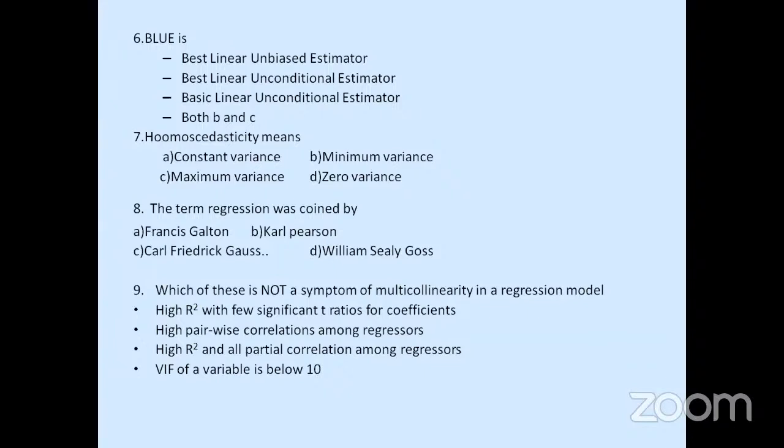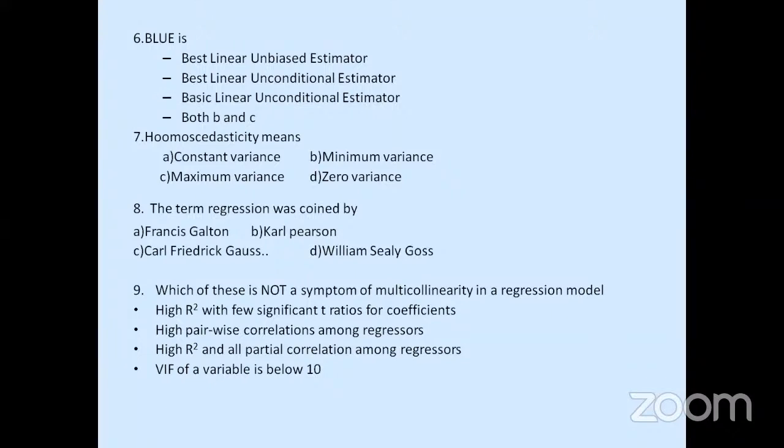Who introduced the regression? Galton. Okay, the 9th one. Which of these is not a symptom of multicollinearity in the regression model? See, here I need to explain about VIF. VIF is nothing but the variance inflation factor. If the VIF is less than 10, it is understood that there is no high multicollinearity. And values above that show that there exists multicollinearity.